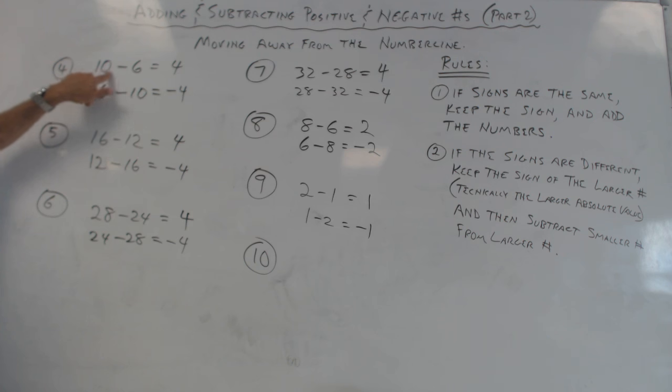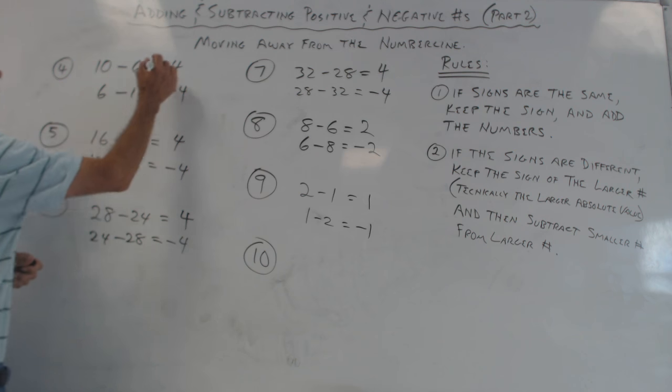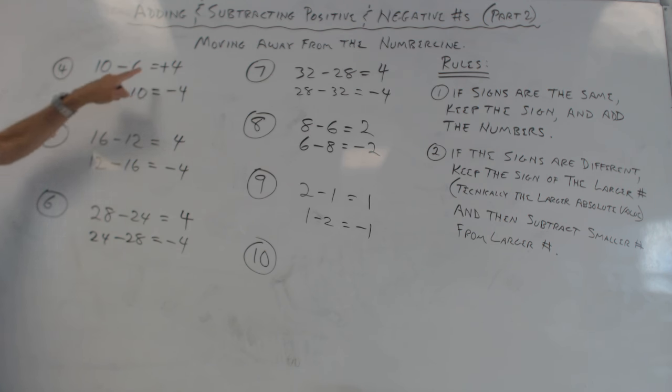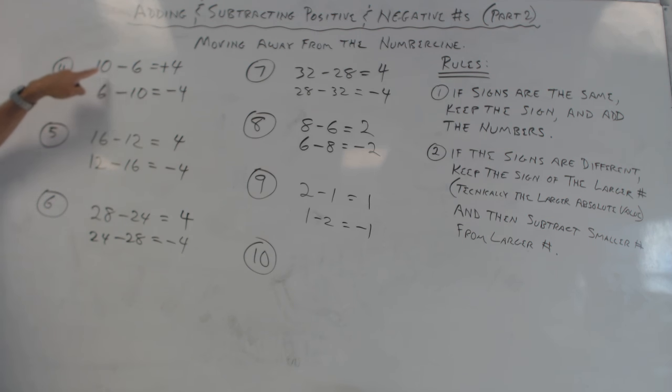So think of that as a positive 10 and a positive 6. Which is bigger, 10 or 6? 10. All right, what's the sign in front of 10? Okay, so then I keep the sign in front of the bigger number. Does that make sense? Focus. Keep the sign in front of the bigger number. The 10's the bigger number, it's positive. I put a positive. And then I just subtract the littler number from the bigger. So 10 minus 6 is 4. Positive 4.